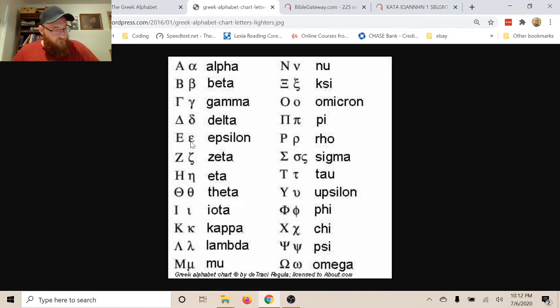Zeta is, okay, so this one I thought was really interesting. The zeta is a fun one to draw: a little swoop, backwards at an angle, and then a hanger.